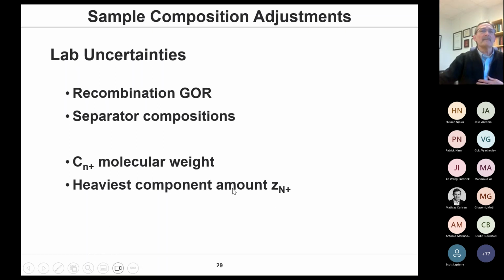The most uncertain amount is the heaviest component, and that's for various reasons. The GC analysis method requires use of internal standards because it doesn't basically integrate or quantify that amount of the heaviest. It back calculates it, which can be an uncertain back calculation result.